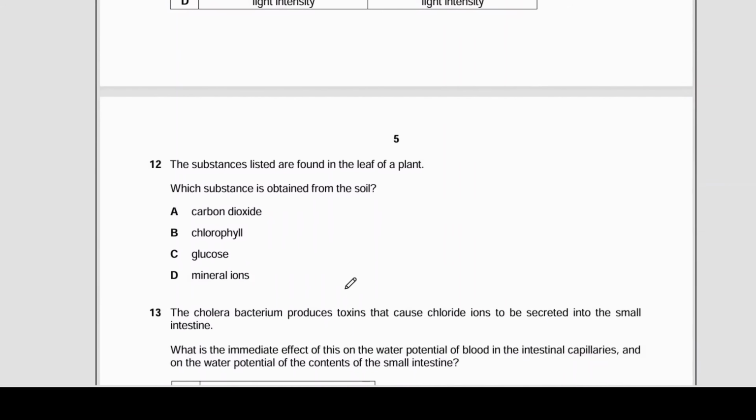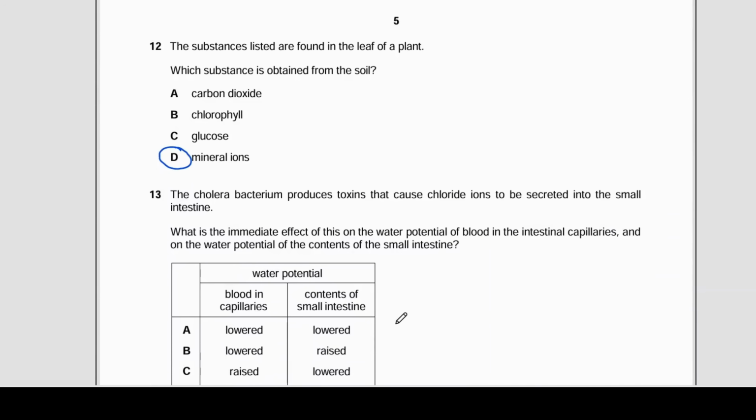The substances listed are found in the leaf of a plant. Which substances are obtained from the soil? Mineral ions. The carbon dioxide we get from air, chlorophyll the plant makes itself, and glucose is the product.